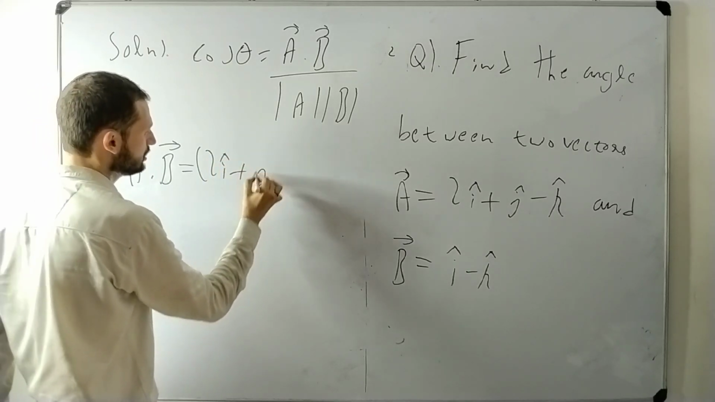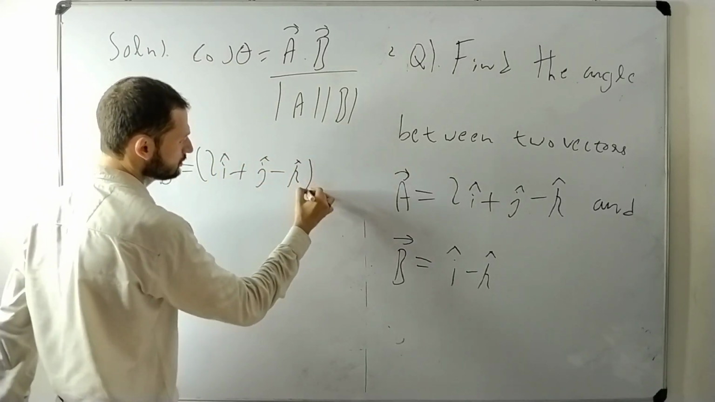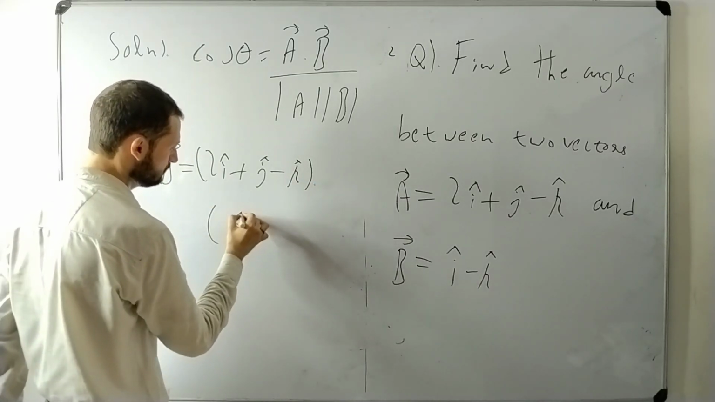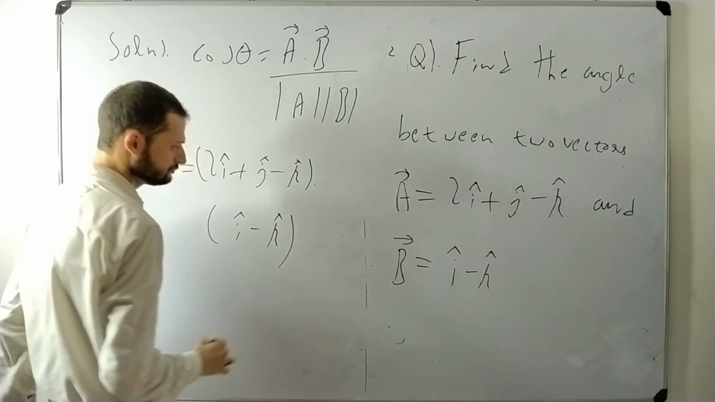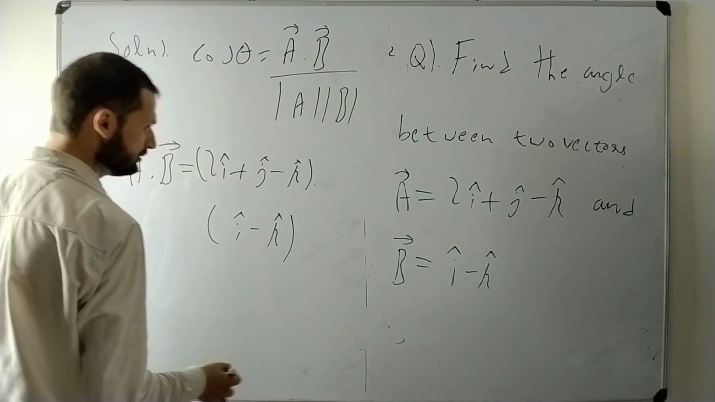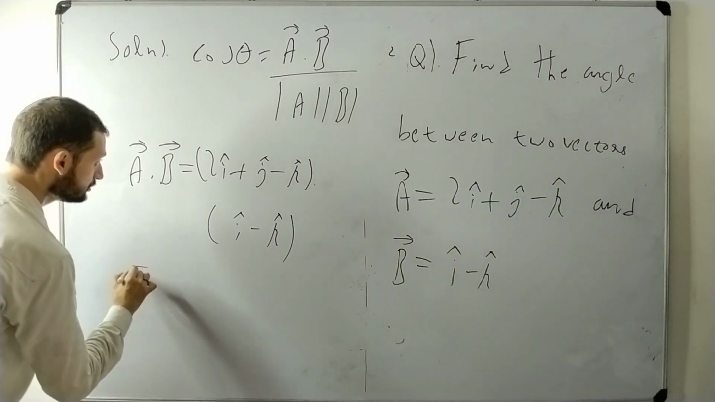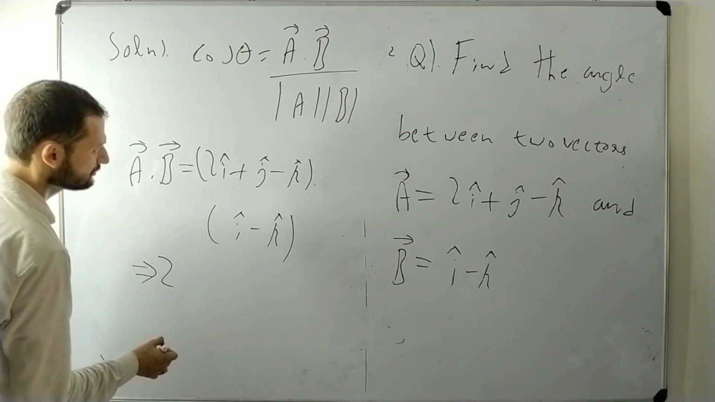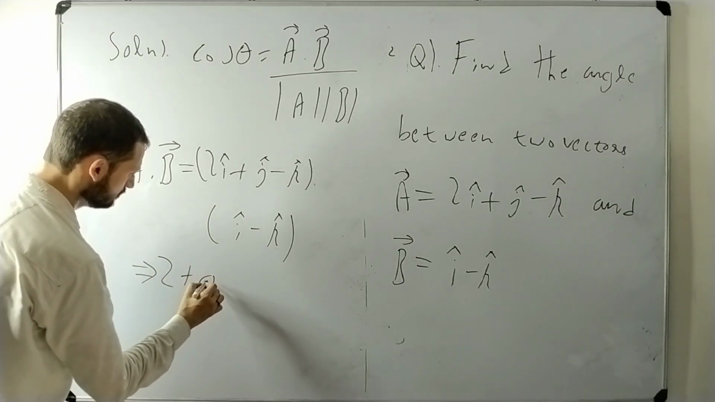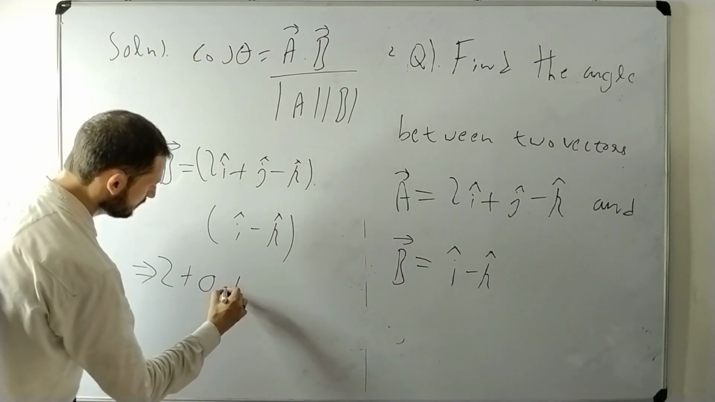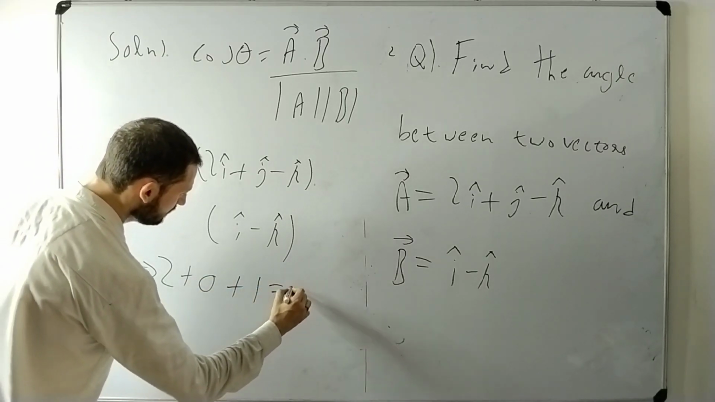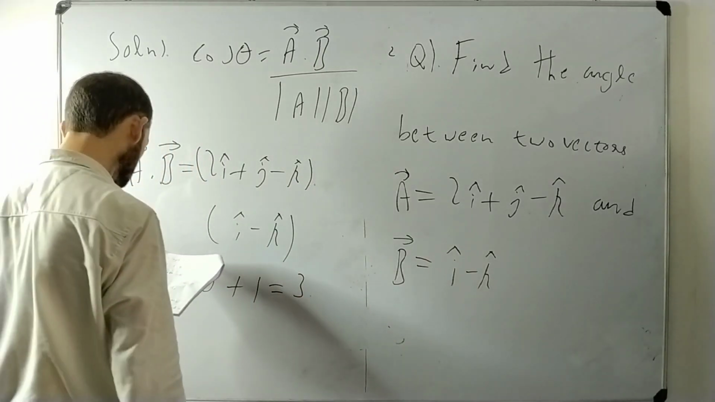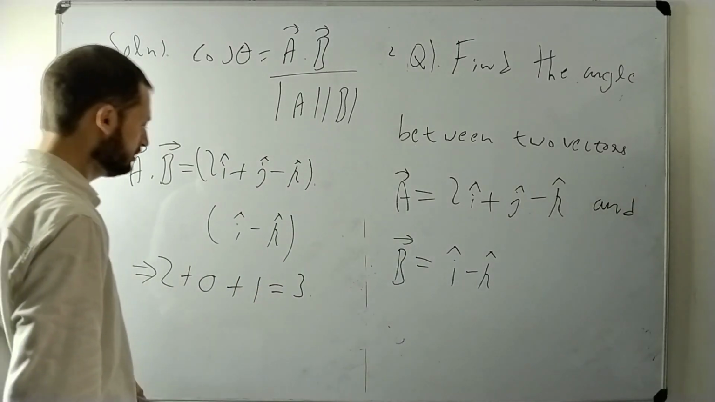2i plus j cap minus k cap, dot what value? B value, i cap minus k cap. Then it happens to be 2, and this is what? 0, plus 1, this happens to be 3, no, sir? Yes, you are going fine, but you didn't write A modulus.